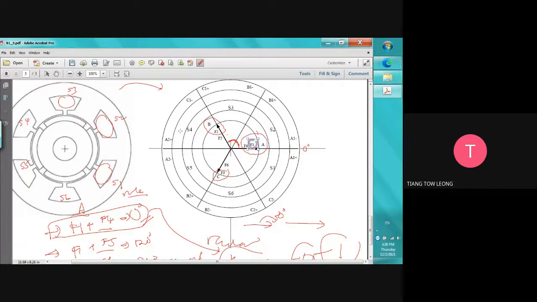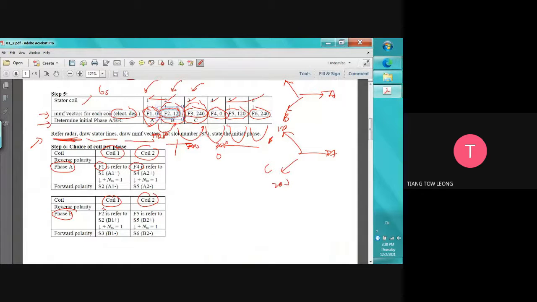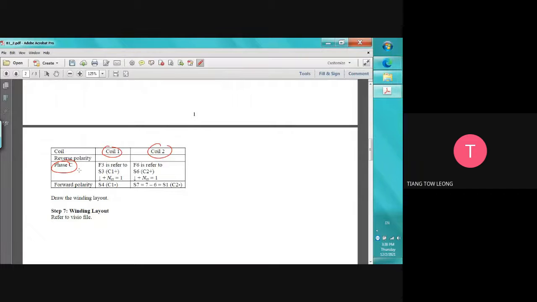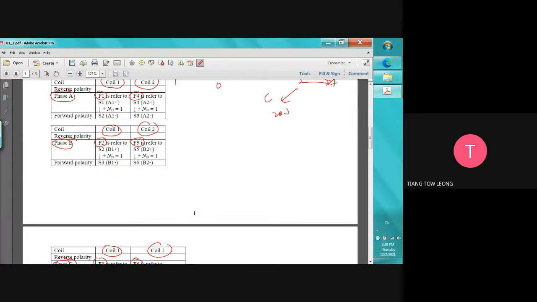So we can only choose either F2 plus F5 or F2 plus F6. But for F2 plus F6, the angle will be 120 degrees, while F2 and F5 is 0 degrees. So we choose F2 and F5 for phase B. Next, same as well for phase C: F3, F6. Okay, and then come back to here.